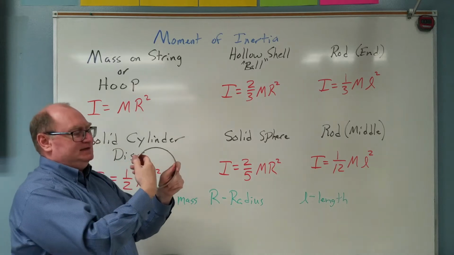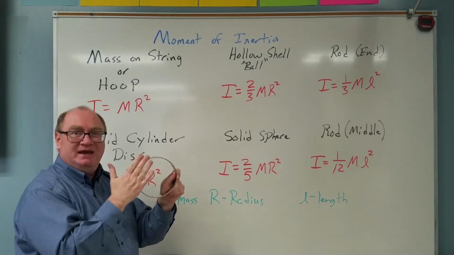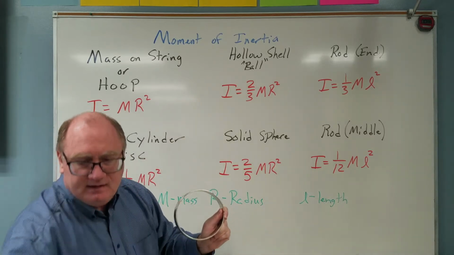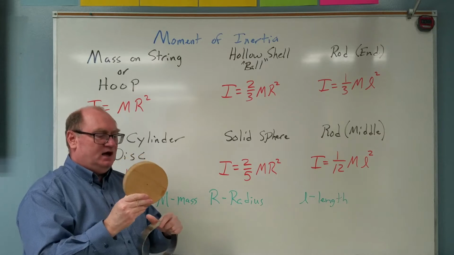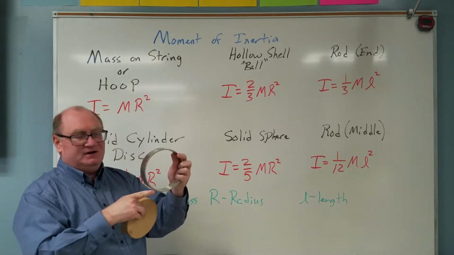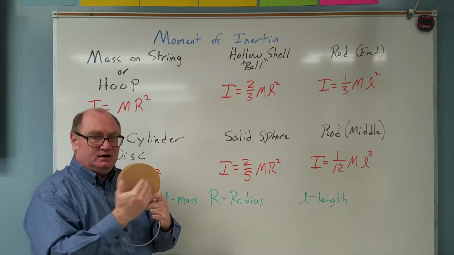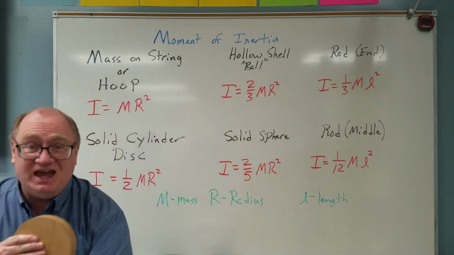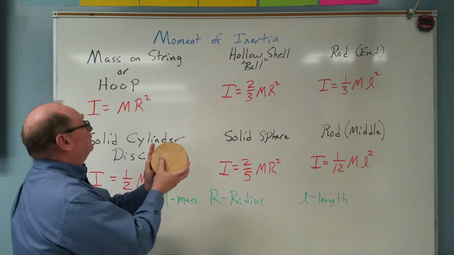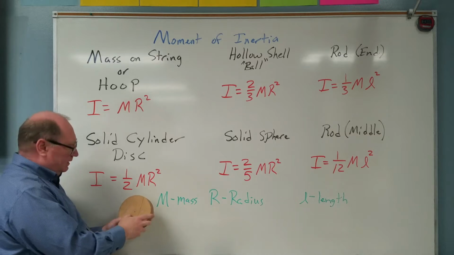But what if we take this mass and we pull it in so there's an even distribution and we make it into a disk, like this one? Now things have changed. Now you don't have all the mass at the very edge. It's evenly distributed between the entire shape of the object. And so that changes the moment of inertia. So for a disk, it's actually 1/2 mr squared.